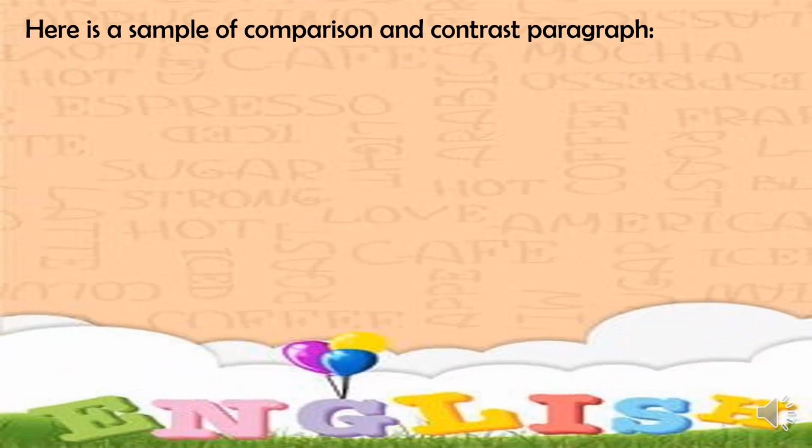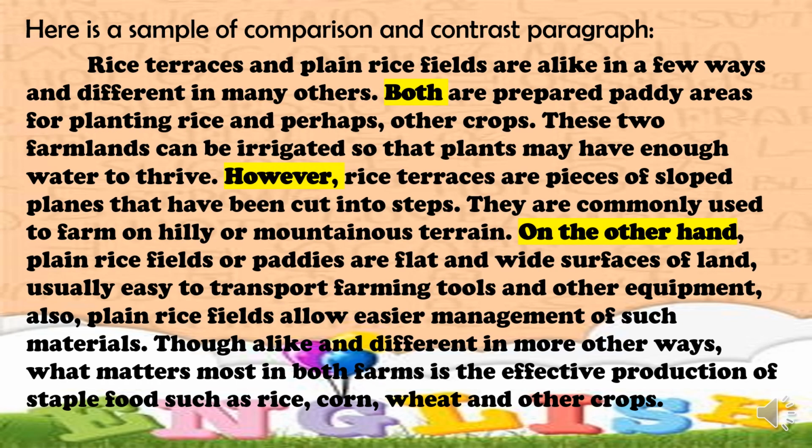Now here is a sample of a comparison and contrast paragraph. Rice terraces and plain rice fields are alike in few ways and different in many others. Both are prepared paddy areas for planting rice and perhaps other crops. These two farmlands can be irrigated so that plants may have enough water to thrive. However, rice terraces are pieces of sloped plains that have been cut into steps. They are commonly used to farm on hilly or mountainous terrain.